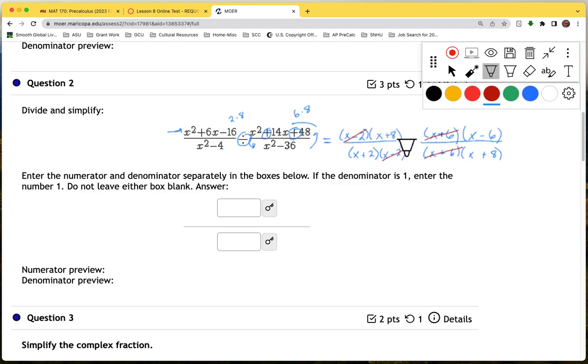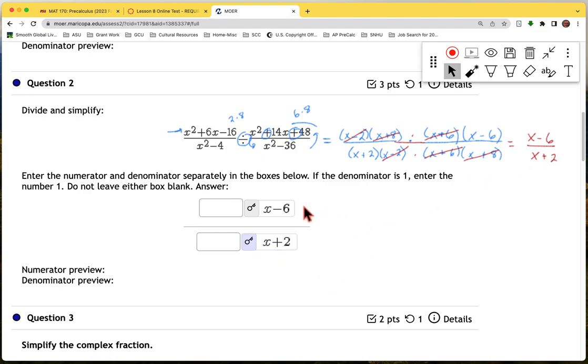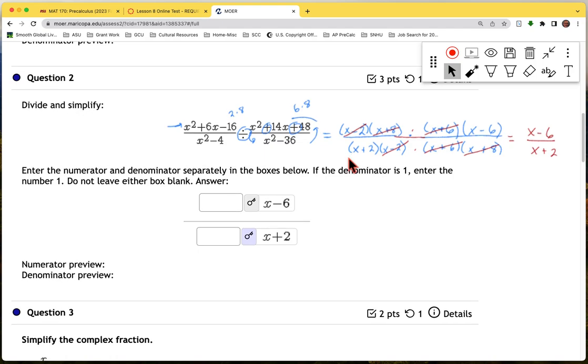And then crosswise, basically when we multiply, right, we just make it one big fraction and everything is being multiplied. X plus 8 and x plus 8. So all that's left as we go through is x minus 6 over x plus 2. Okay, and all I'm going to do, instead of rewriting this, there's the x minus 6, there's the x plus 2. Okay, so that's how we do a division problem that asks us to simplify.